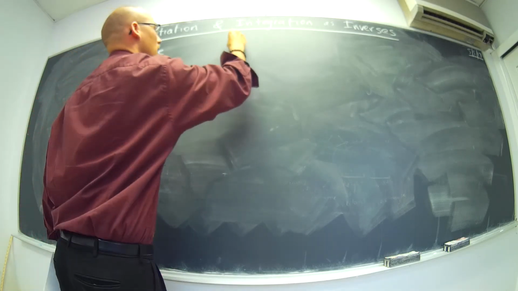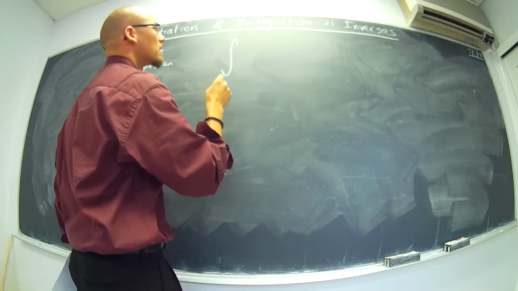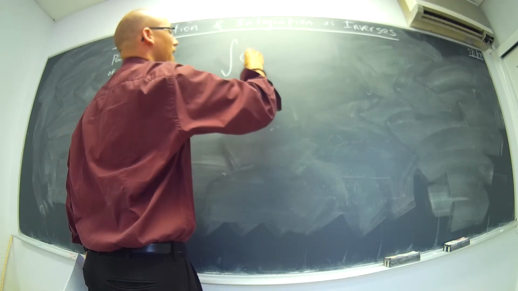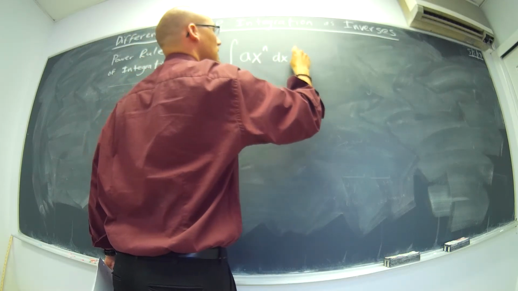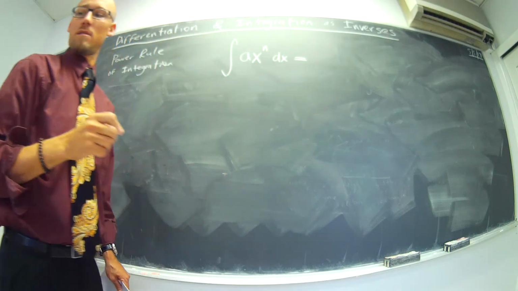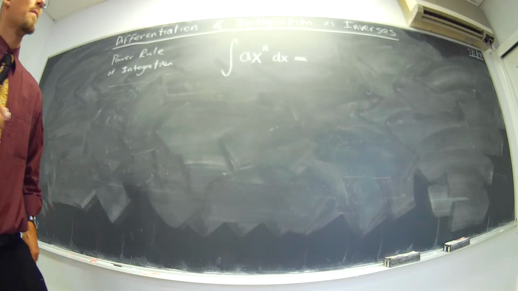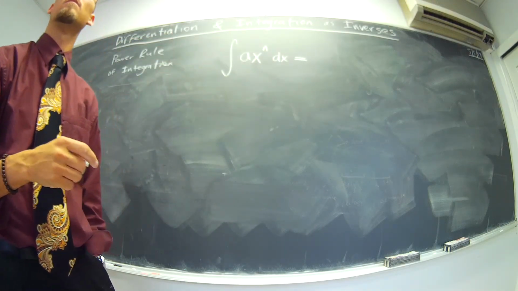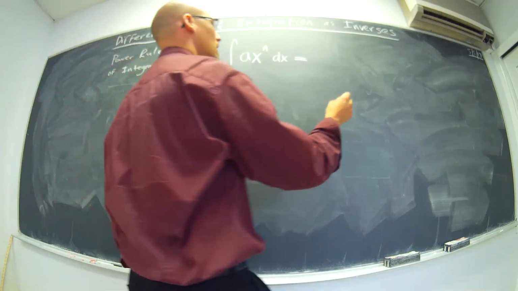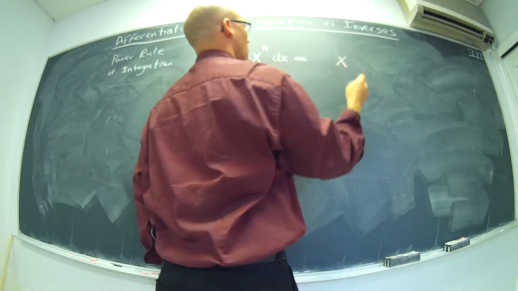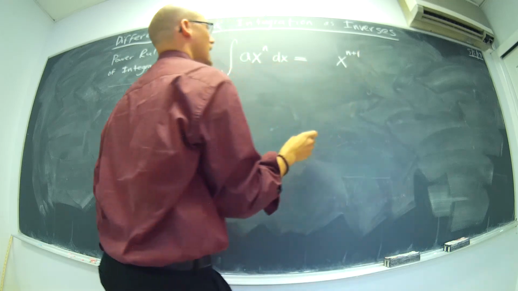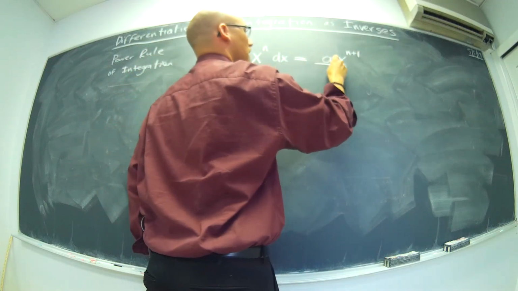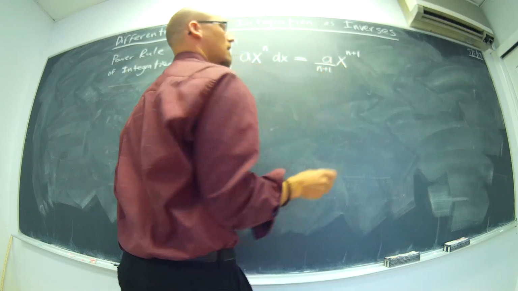The integral of a times x to the n with respect to x is going to be, what do we do? I erased it, but you know. Raise it by 1, so n plus 1. And a divided by n plus 1, and then we're gonna divide by that.